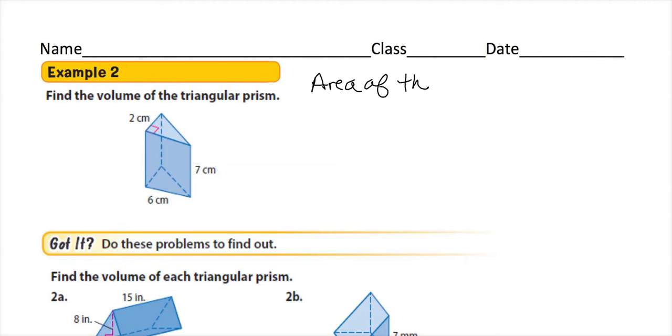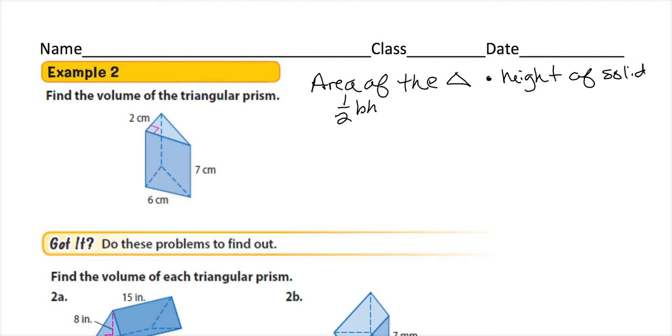of the triangle, times, sorry, not plus, just times, and then the height of the solid. Okay, so how do we find the area of a triangle? Well, if you remember from the previous lesson, it's 1/2 base times height. Okay, and then we're going to times that by the height of the solid. So the height of the triangle means how tall the triangle is. The height of the solid means how big the whole thing is.